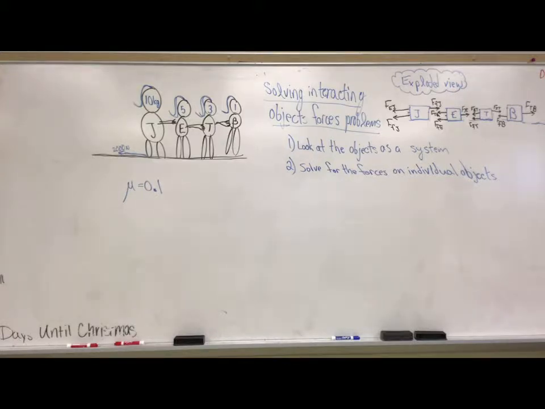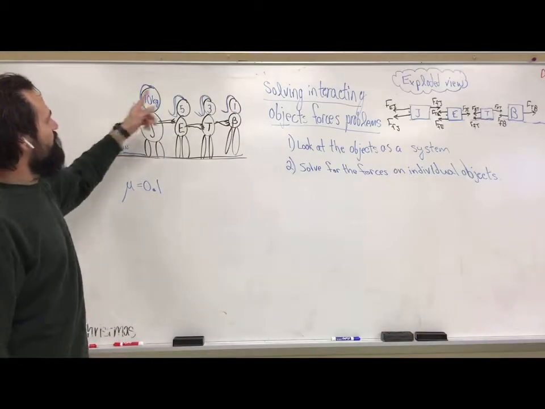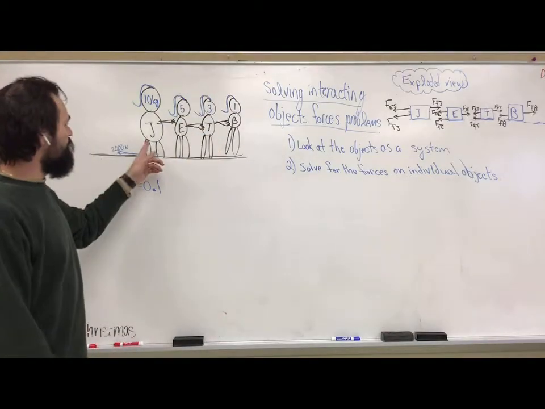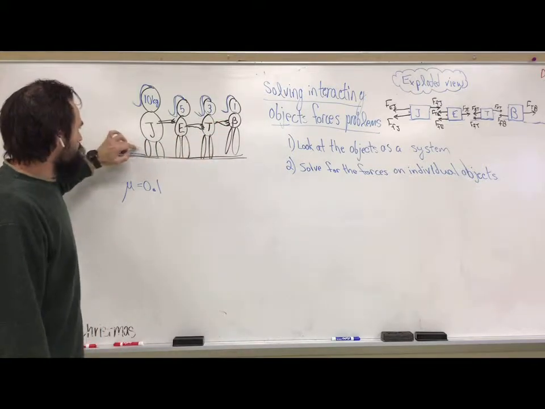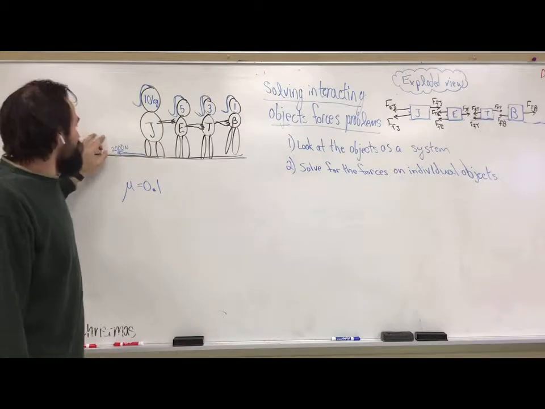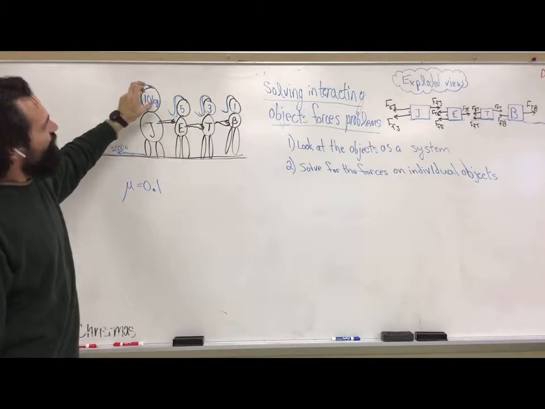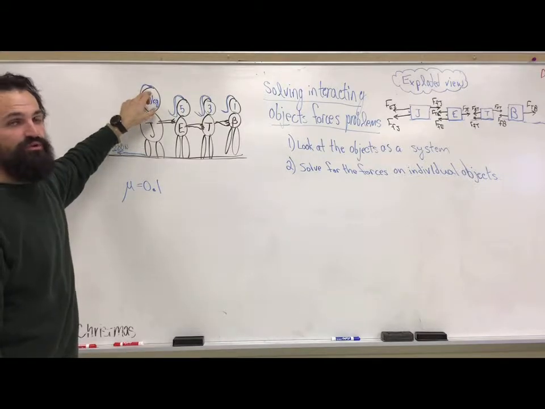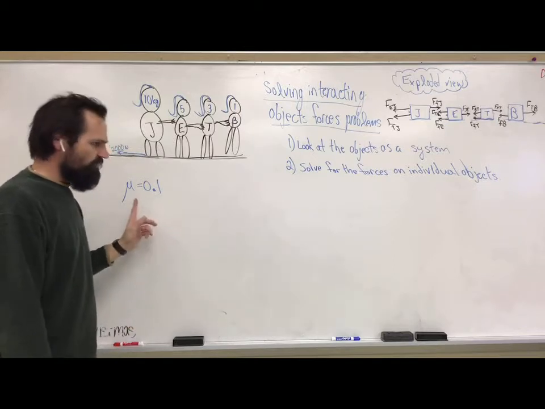So now we need to discuss solving problems with interacting objects. In this case, we have 4 people lined up. We have Joan, Elizabeth, Trinkle, and Bera. Joan pushes back on the ground with a force of 2,000 newtons, which means the ground is going to push forward on Joan with that same force. Every action has an equal and opposite reaction force.